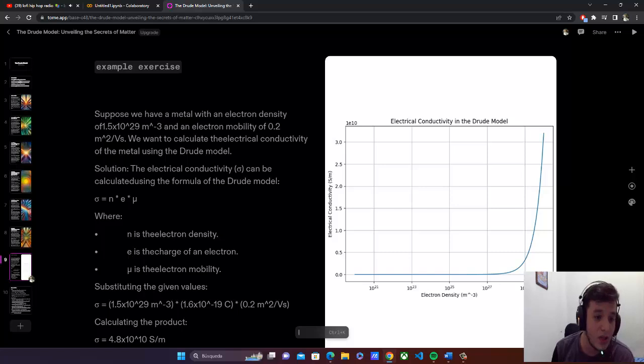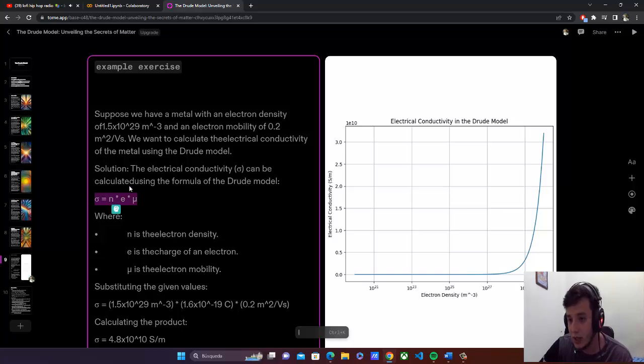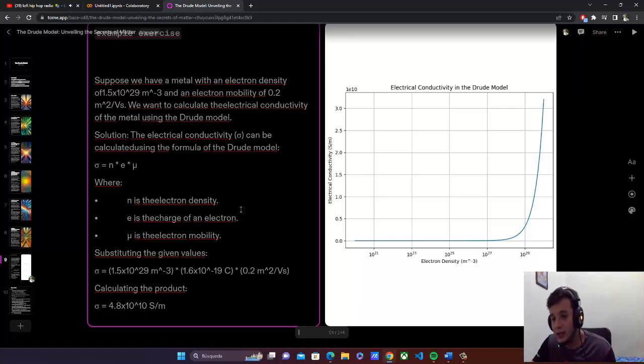Suppose we have a metal with an electron density of this number and an electron mobility of 0.2. We want to calculate the electrical conductivity of the metal using the Drude model. Solution: the conductivity can be calculated using the formula of the Drude model. In this formula, n is the electron density, e is the charge of the electron, and μ is the electron mobility.